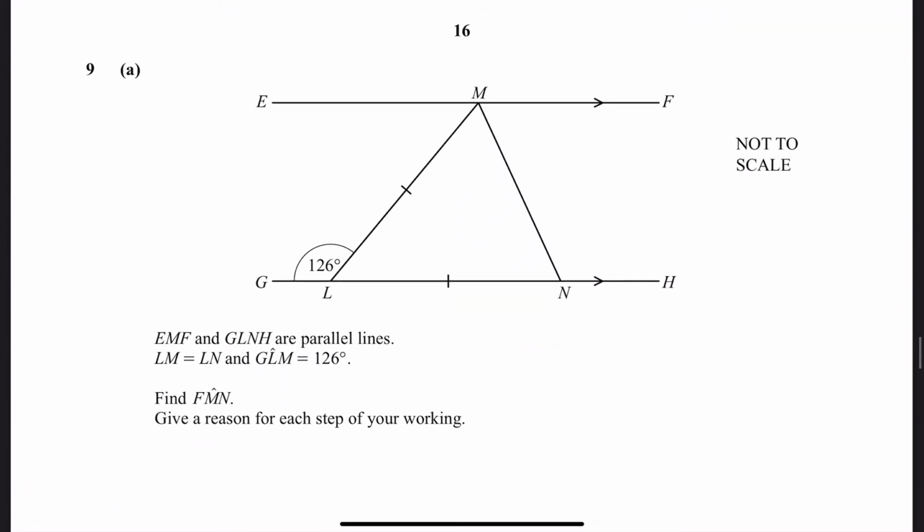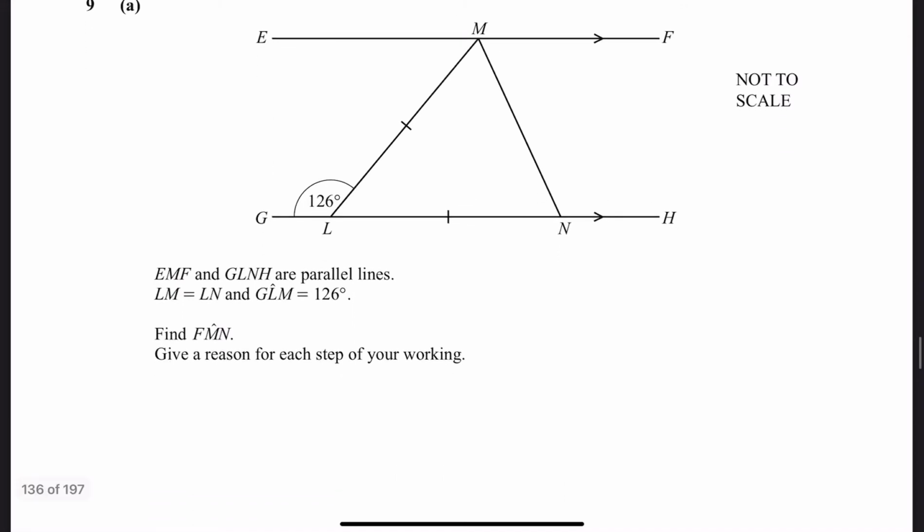Then it says EMF and GLNH are parallel lines. LM equals LN. Give a reason for each step. Find FMN. So I'm looking for FMN. I'm going to first find angle MLN, which is 180 minus 126, because this is a straight line.